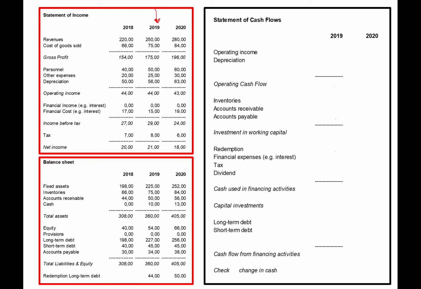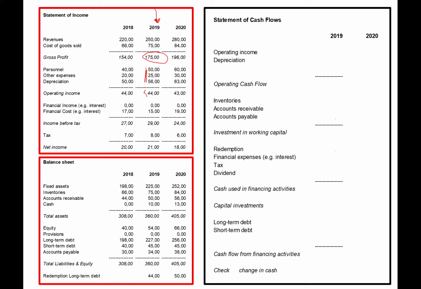Then there are other costs, cost of personnel, other expenses, depreciation. Operating income is 44, so that is the gross margin minus these costs. Then you get the 44. Financial income 0, financial cost 15. So the total income before tax in 2019 is 44 minus 15 is 29. Then we pay tax 8, so the net income is 21.